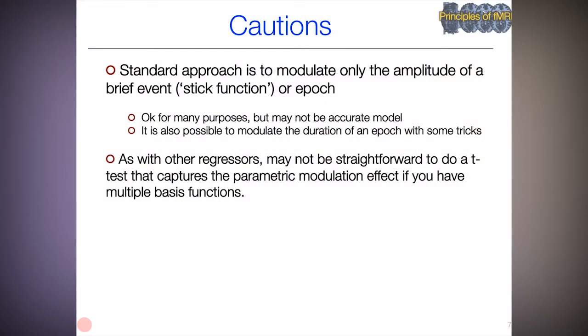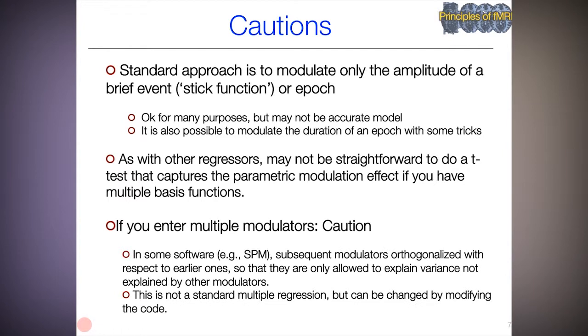As with other regressors, if you have multiple basis functions, including the basis sets for your events or quadratic or other nonlinear modulators, it may not be straightforward to do a t-test that captures that parametric modulation effect altogether. So you have to be careful about that. Linear modulators are really convenient if you want to do a t-test at the group level. If you enter multiple modulators, be careful.